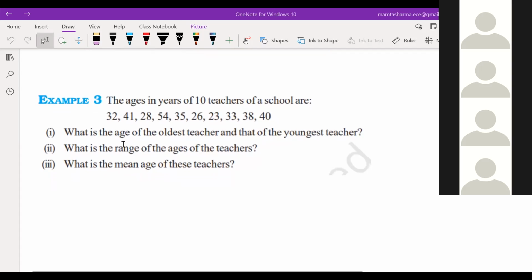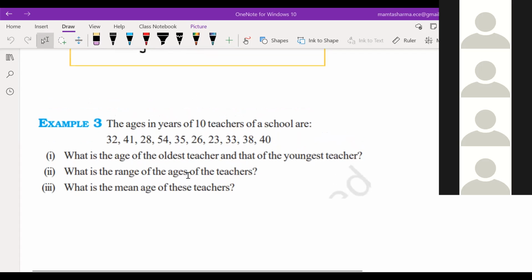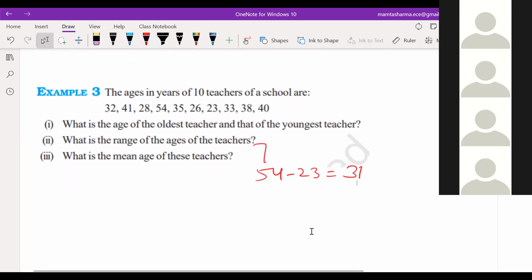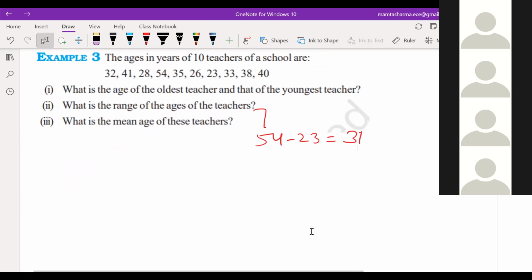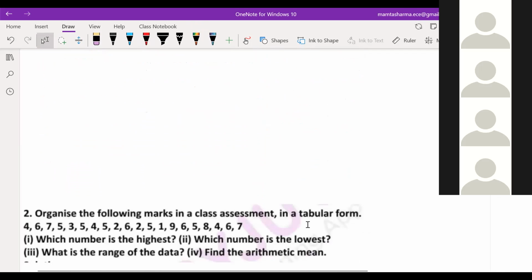That would be 35. The sum is 350. How is it 21, ma'am? It's 31, right? Okay, do it. 54 minus 23 is 31. Yes, ma'am, 31. Okay, all of you, 31. Those who have made a mistake, please check it and correct it.